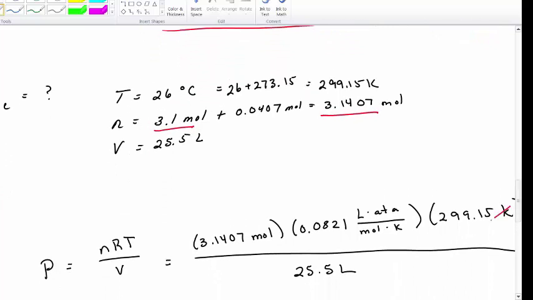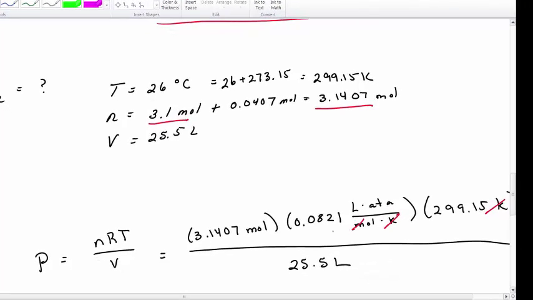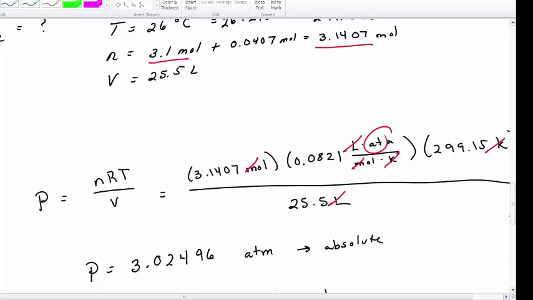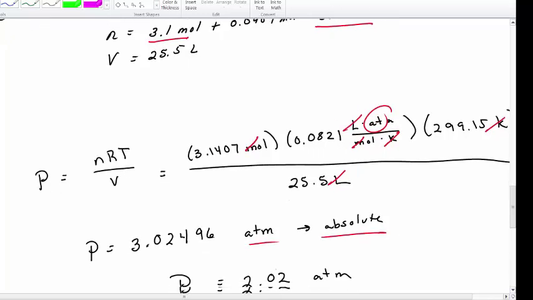Again, double check my units. Kelvin cancels out with Kelvin. Moles cancel out with moles. Liters cancel out with liters. I'm going to end up with pressure in atmospheres, and I end up with 3.02496 atmospheres absolute. I want to get it to gauge pressure, so I'm going to take off 1 atmosphere.